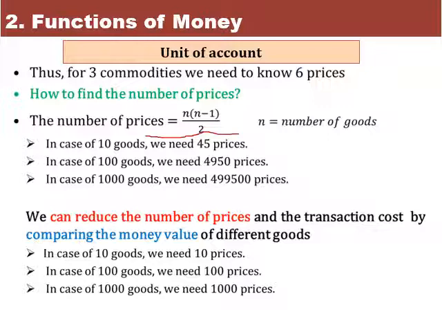But if we have money in the economy, then the number of prices would equal the number of goods. For example, if we have 10 goods, then we need to know just 10 prices, and so on. So as we can see here, using money as a unit of account reduces transaction costs in the economy by reducing the number of prices that we need to compute. Also, it decreases transaction cost because you can shop faster than before.